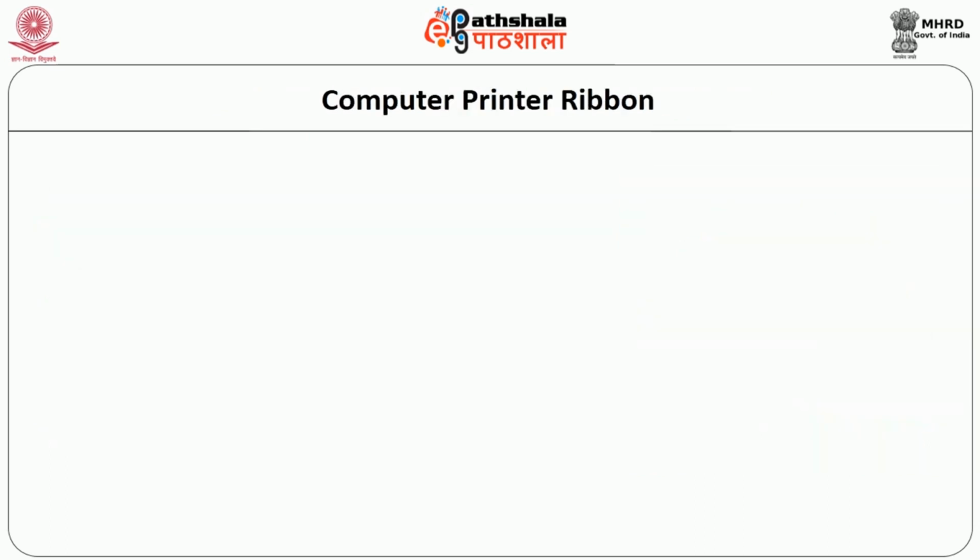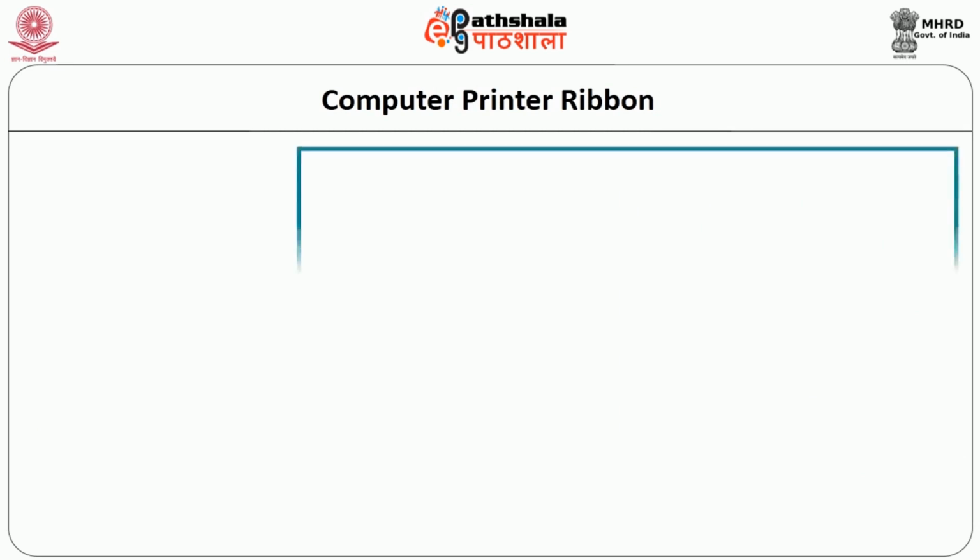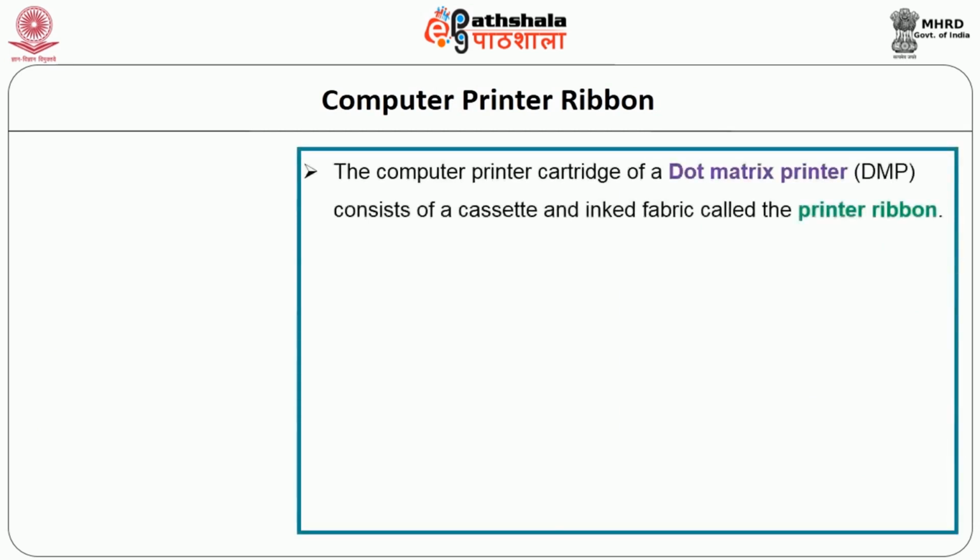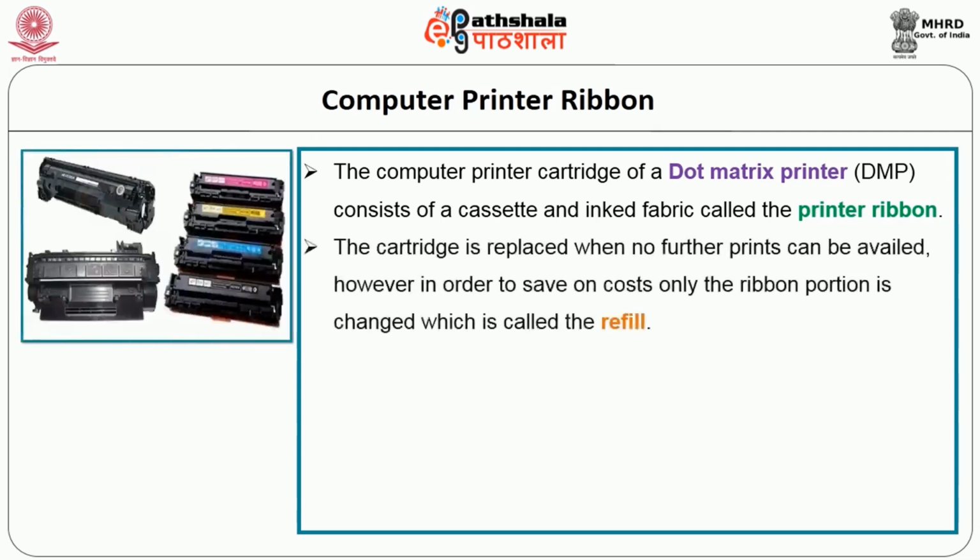The next component is computer printer ribbons. The computer printer cartridge of a dot matrix printer consists of a cassette and inked fabric called the printer ribbon. The cartridge is replaced when no further prints can be obtained. However, in order to save on cost, only the ribbon portion is changed, which is called the refill.